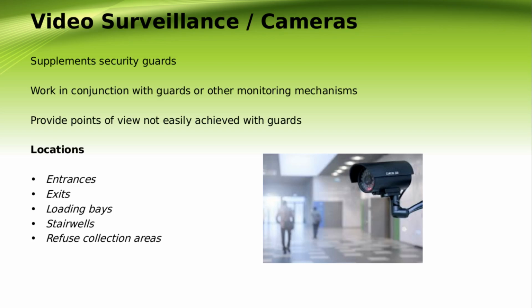So cameras supplement security guards, work in conjunction with the guard or other monitoring mechanism, and provide a point of view not easily achieved with guards. So locations include entrances and exits, loading bays, stairwells, refuse collection areas. Cameras are the most common method of perimeter surveillance. The video signal is processed and then transmitted for viewing at a central monitoring point.